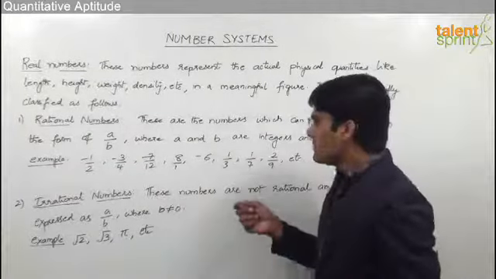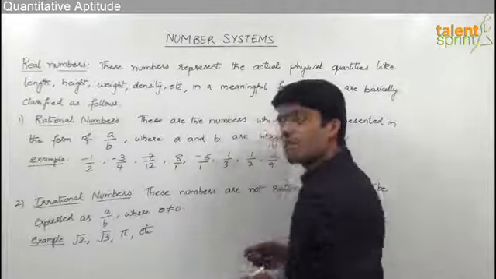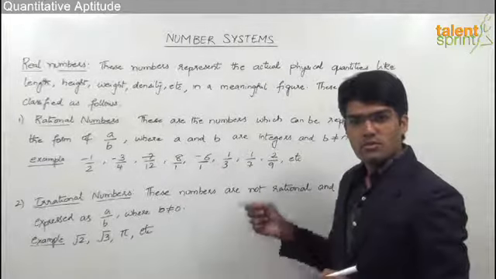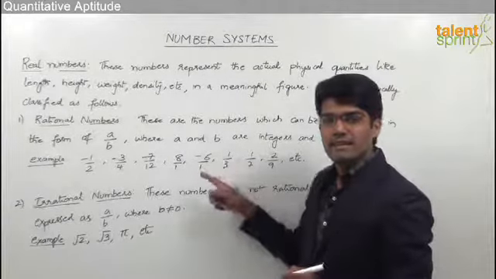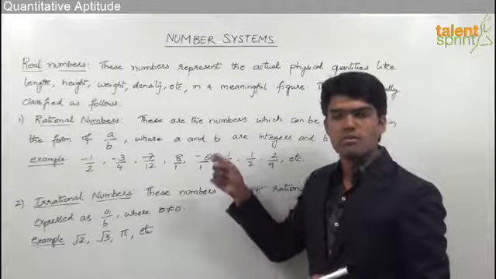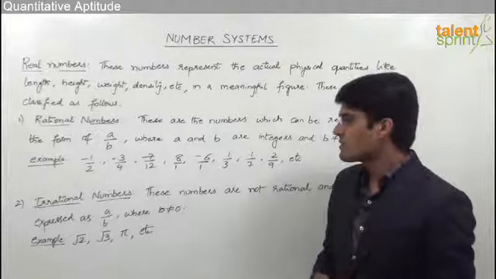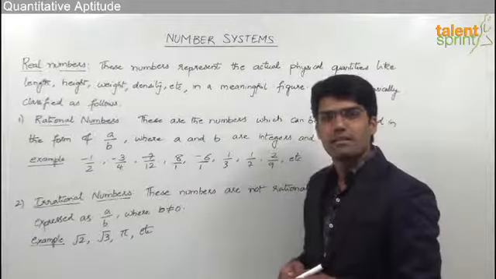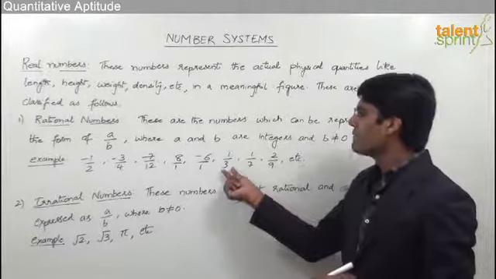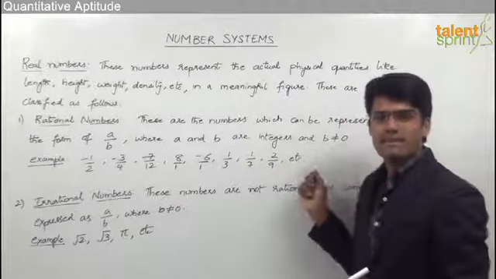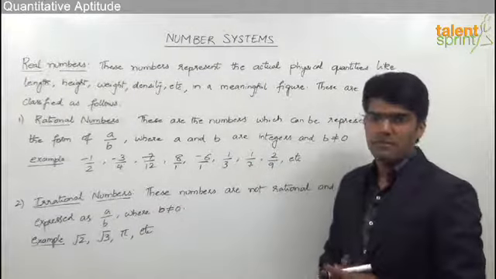Similarly, minus 6 can also be taken as minus 6 by 1. So from this we can understand that all the integers are also rational numbers. Why? Because all integers are like fractions where the denominator is 1. So we can say that even integers are rational numbers. And likewise we have 1 by 3, 1 by 7, 2 by 9, etc. These are all examples of rational numbers.